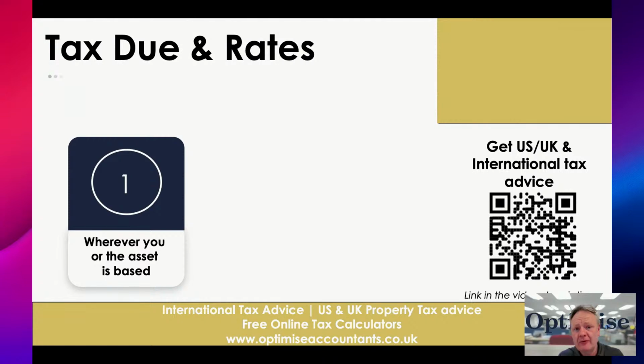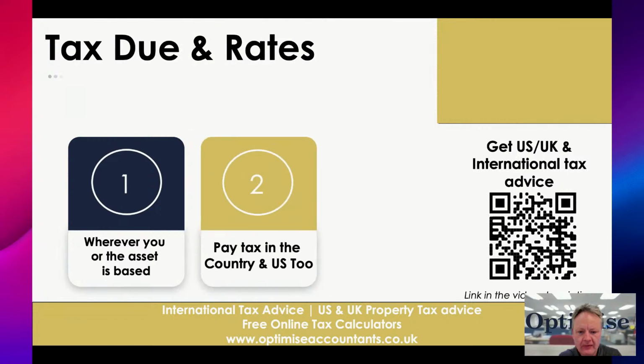And that's what a lot of people don't understand, that they still have to file taxes in the country where they've got the asset or they're working, and they still have to do a tax return in their home country, whether that is the United States or the United Kingdom. As it says there, you pay tax in the country and the US too. So if you have a foreign property in Spain, you would pay tax in Spain, and you would then have to do tax in the US as well. It could be the UK as much as anything else.